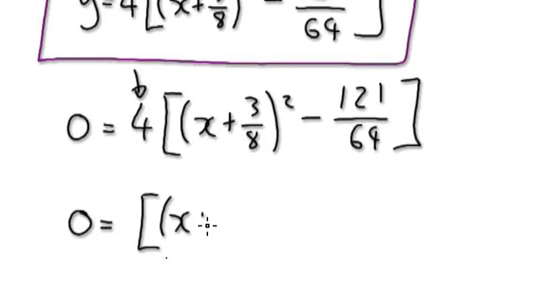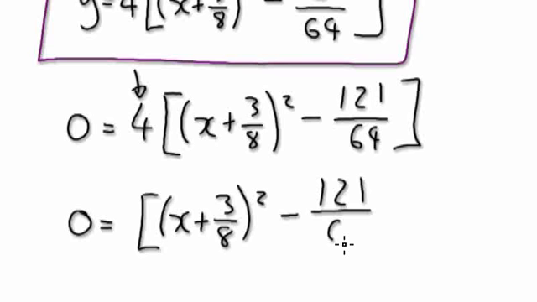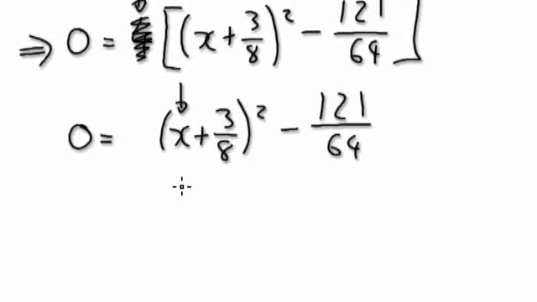So this becomes (x plus 3 over 8) squared minus 1 and 1 over 64. Now, because there's nothing else surrounding this, we can really get rid of the square brackets. You can just divide both sides by 4, because 0 divided by 4 is 0 anyway. So now it's just a matter of solving for x. Try and make x the subject.